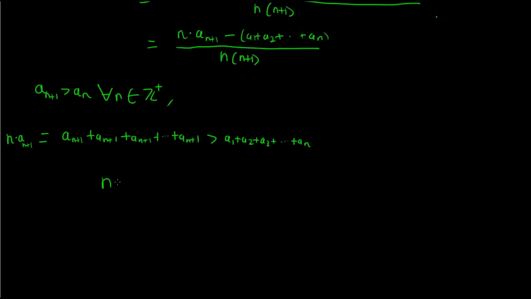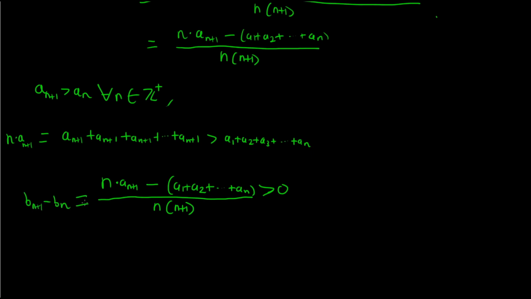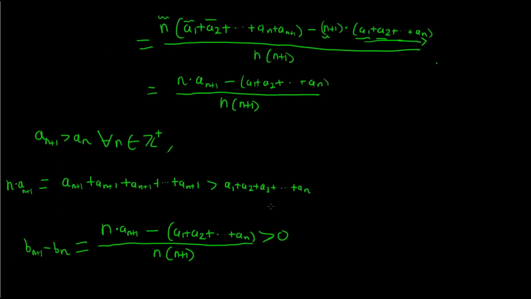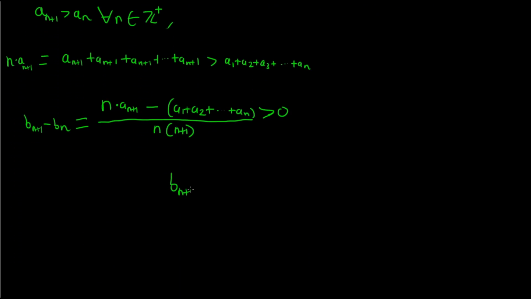So let's see what we have. N times an plus 1 minus a1 plus a2 plus dot dot dot plus an is greater than 0. And in fact, if we divide that by n times n plus 1, we actually get bn plus 1 minus bn, as we can see here. And now what we know is bn plus 1 minus bn is greater than 0, and that implies bn plus 1 is greater than bn, and this is true for every element in our sequence.